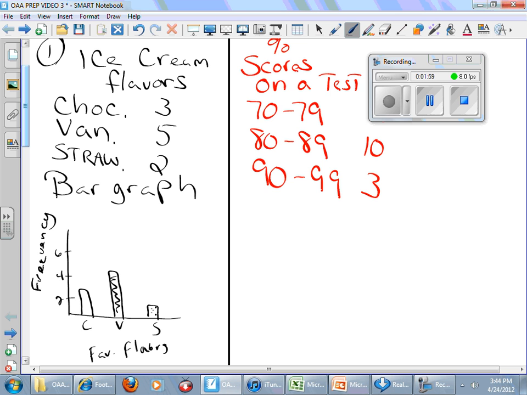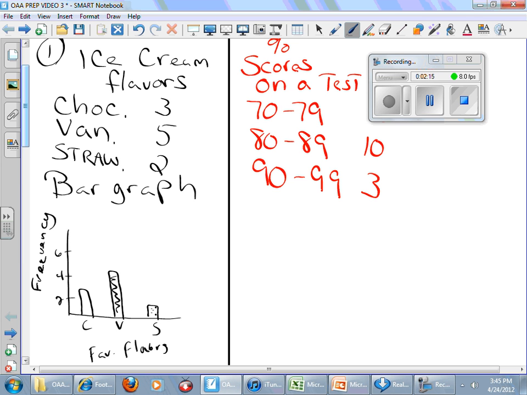If you were taking a survey of how many kids wanted to major in math, language arts, social studies, or science when they went to college, that would be a bar graph because it's only one variable, the flavor of ice cream, and we're just counting how many times that variable shows up.